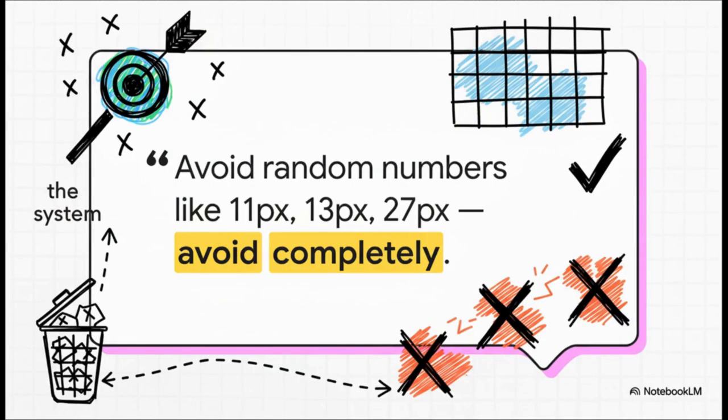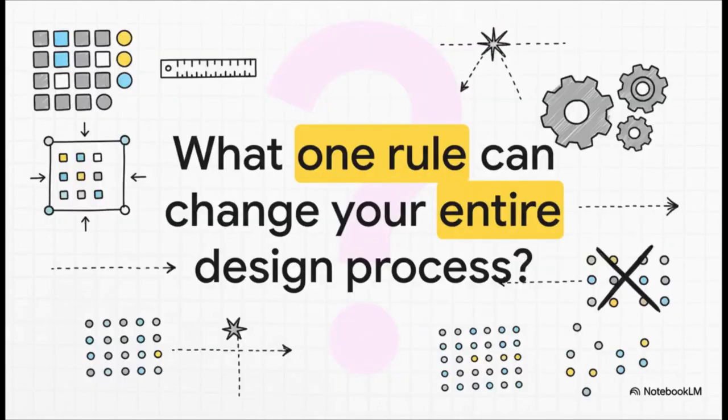So here's the main takeaway. The one thing to remember, make a commitment. From now on, just avoid those random numbers like 11 pixels, 13 pixels, or 27 pixels. They are the enemy of clean design. Just stick to the system. And really, that's the big idea here.